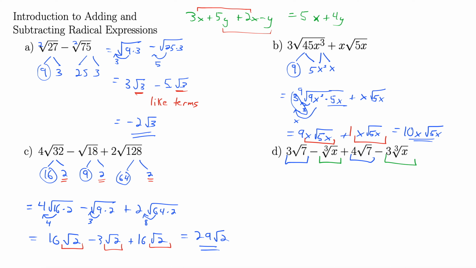So let's do it. 3 rad 7 plus 4 rad 7 is 7 rad 7, and then we have minus 1 cubed root of x minus 3 cubed root of x is minus 4 cubed root of x. Here we go. No further simplification on that one.